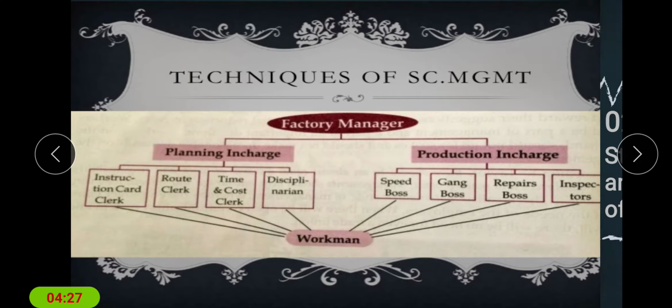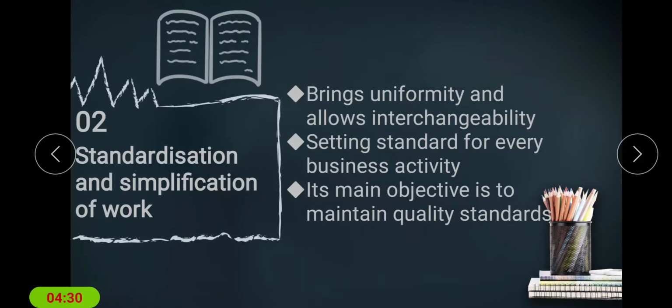Alright, now the next technique is standardization and simplification of work. Under this technique, standards are set for every factor in the organization, like standard of method, standard of work, instruments, material, working conditions, output of production, etc. The main purpose of standardization is to bring uniformity and allow interchangeability. It also aims to maintain quality standards.